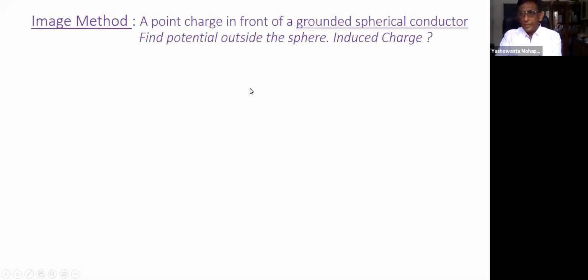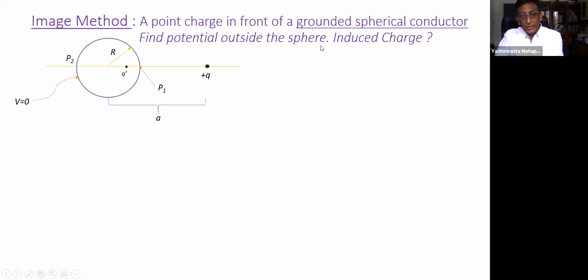Okay, the next simple, classic example I'm going to do is a point charge in front of a grounded spherical conductor. Our task is to find the potential outside the sphere and of course the induced charge. So outside the sphere is the region of interest. Let's see the diagram. This is a grounded conducting sphere, and grounded means V is equal to 0. And I put a plus Q at a distance A from the center.